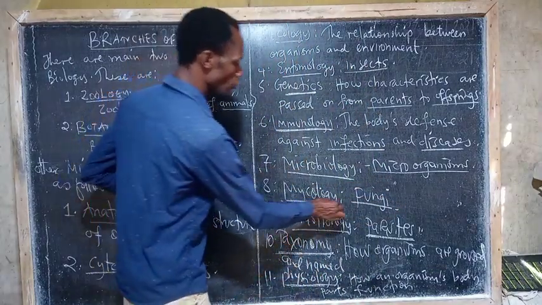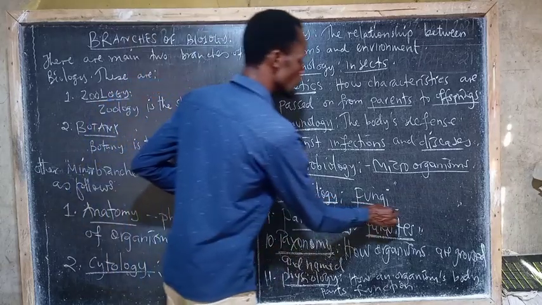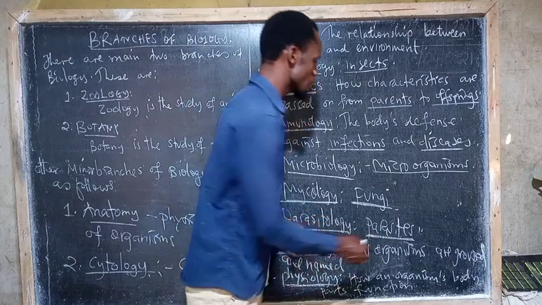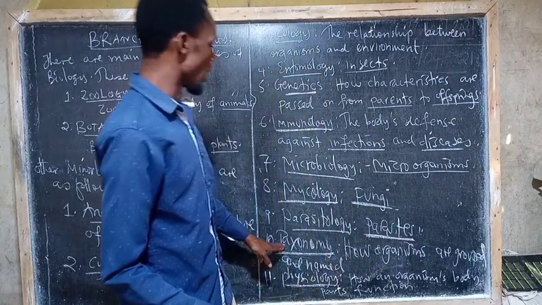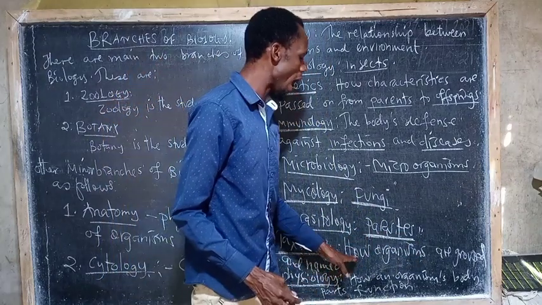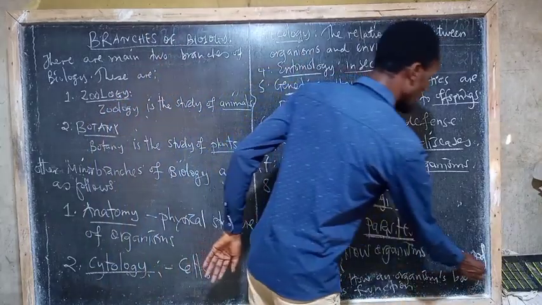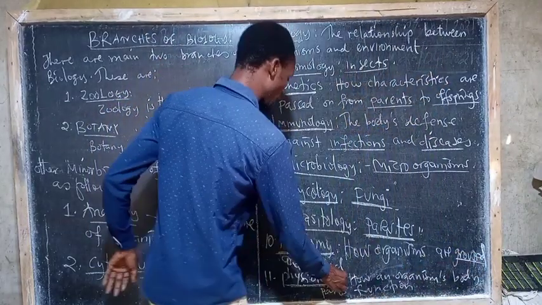But also we have mycology. Mycology deals with what we call fungi, and also we have parasitology. This deals with parasites. And also we have taxonomy. This is how organisms are grouped and named: how do we group organisms and how do we name them.